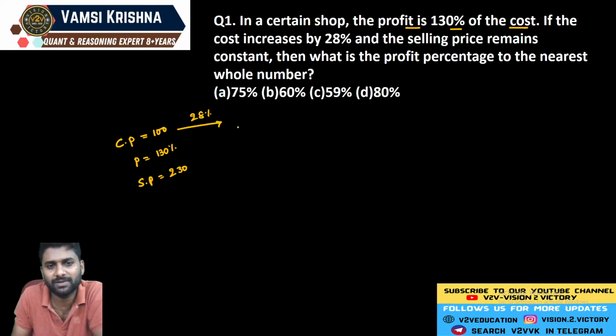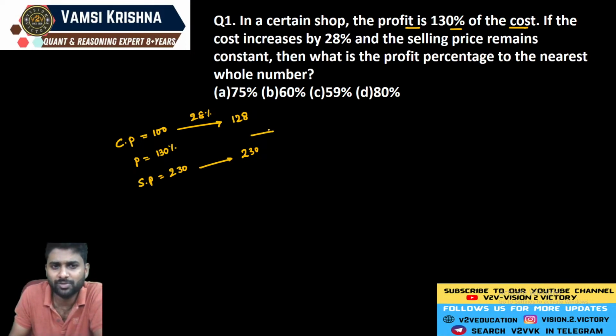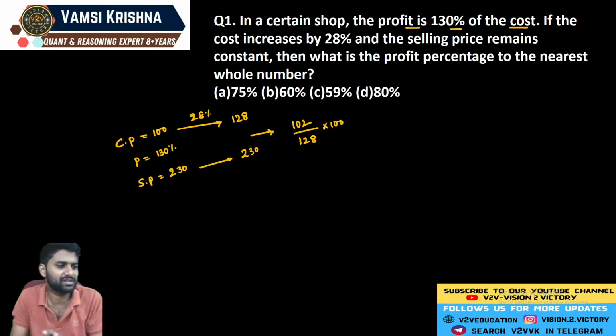If cost is increased by 28%, now it becomes 128. And the selling price remains the same, here 230. Now the question is, what is the profit percentage to the nearest whole number? Now how much profit will they get? The profit of that person is exactly equal to 102 units out of 128. Now you should identify the approximation in this calculation.